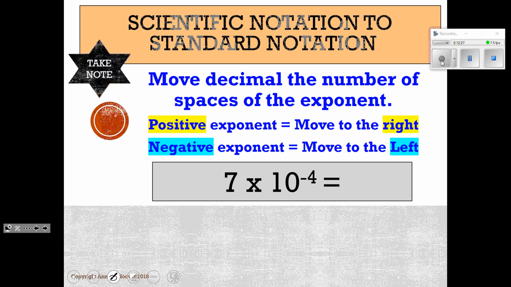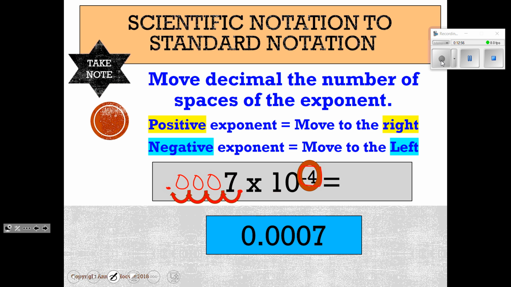Now let's move to negative exponents. This is dividing by 10. When you divide by 10, you move the decimal to the left so that you're making smaller numbers. So I know I have to move it to the left 4 places. The decimal is invisible right here, so the first place is just getting it from one side of the 7 to the other. And then I'm going to have to add 1, 2, 3 zeros. And that would be moving it 4 places.